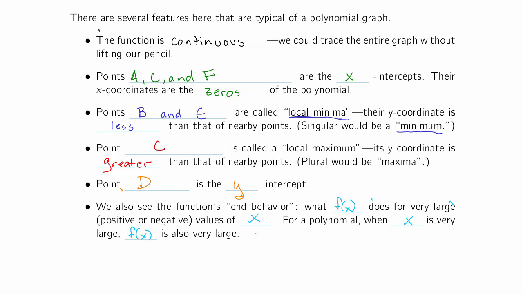Note, we haven't said anything about signs. One of the things that we're going to be able to do for a polynomial is predict its end behavior. That is, if x gets very, very large, does f of x get large positive or large negative? So those are the features to be aware of for the graphs of polynomials.